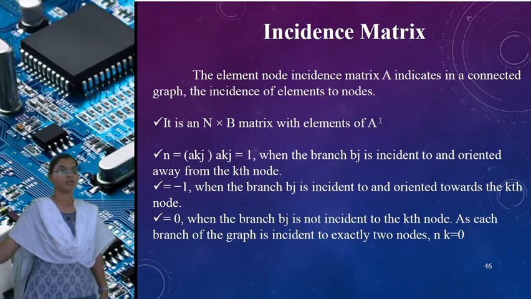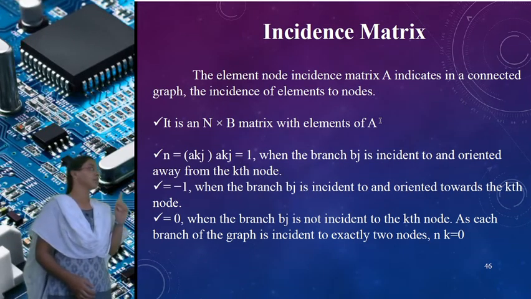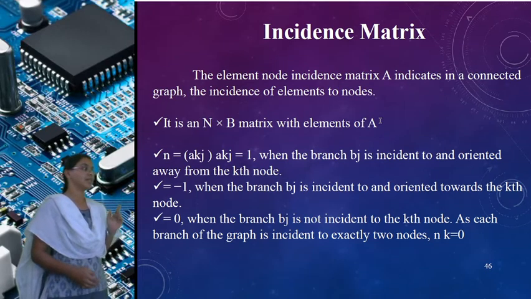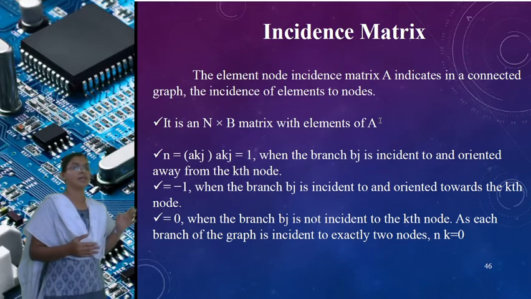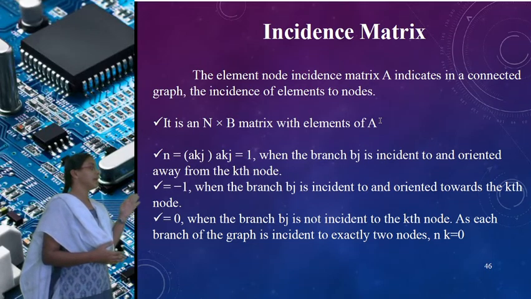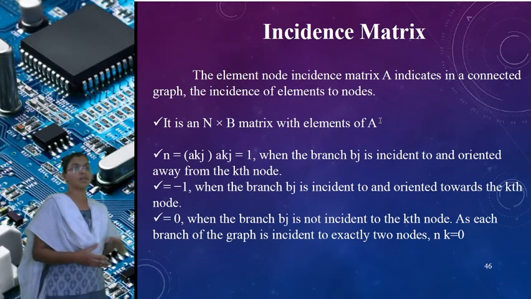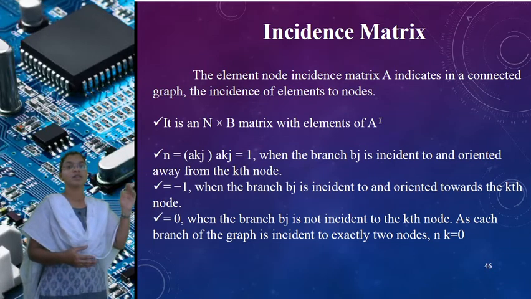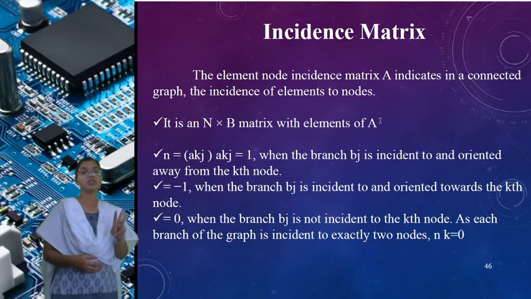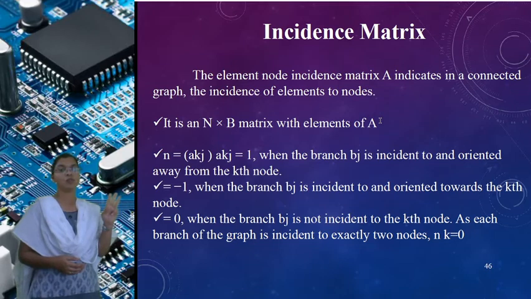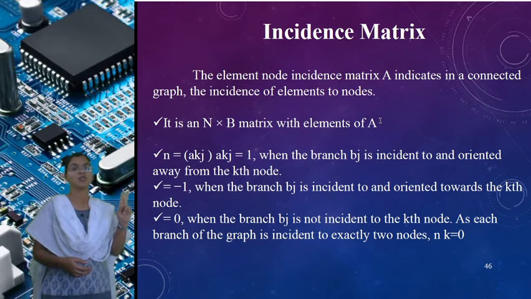There are basically 5 properties of the incidence matrix. The first one is the matrix itself. We are going to write the matrix which has the size of n by b, as shown in the slide, where n is the number of nodes and b is the number of branches. So in that n by b matrix, there are only 3 values: plus 1, minus 1 as well as 0. The entire matrix consists of only these 3 values.